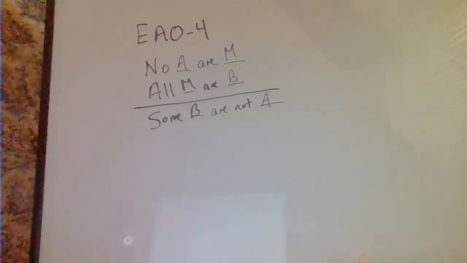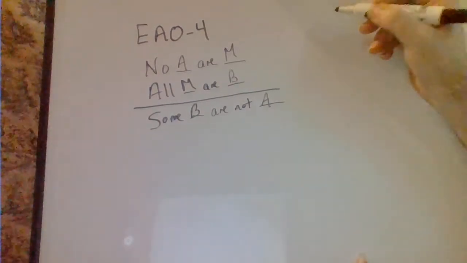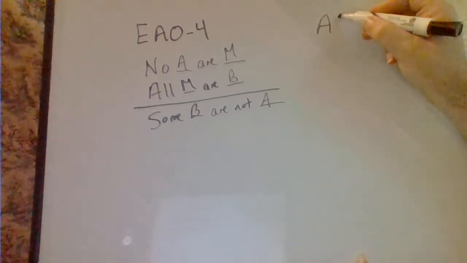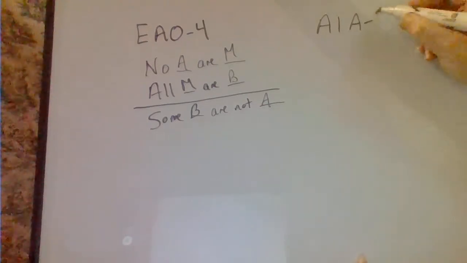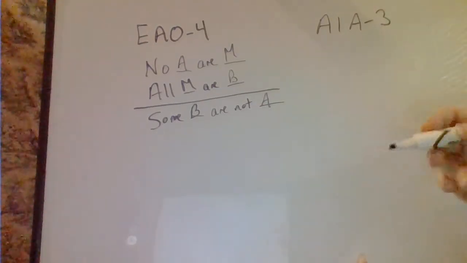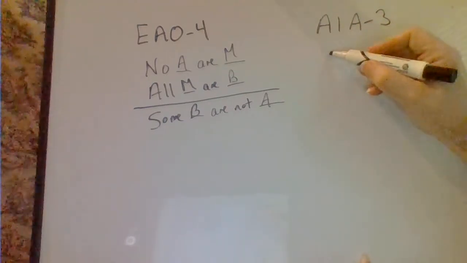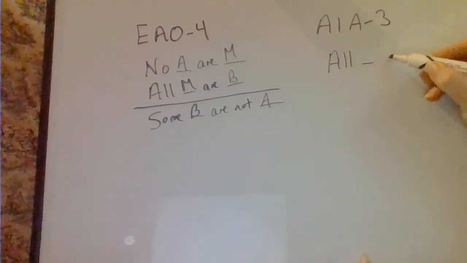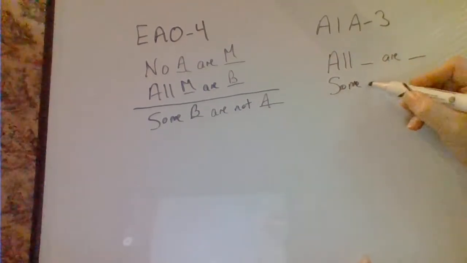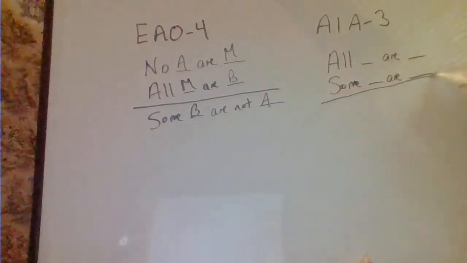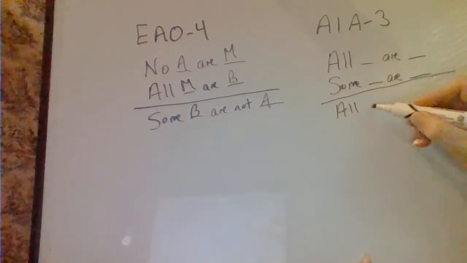Okay. So it's really a very simple process. You're just plugging things in their appropriate position. Let's take one more, just by way of example. How about AIA figure 3? AIA 3. All right, well, again, our major premise is the A, so that's all R. The minor premise is an I, so that's some R. And the conclusion is an A, which is all R.